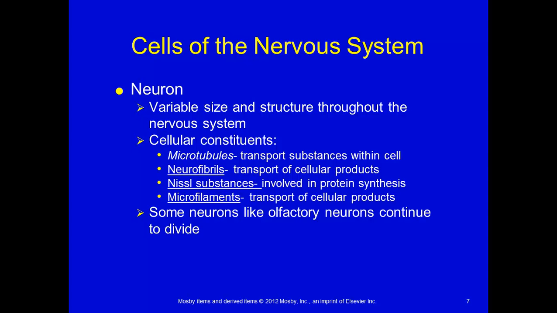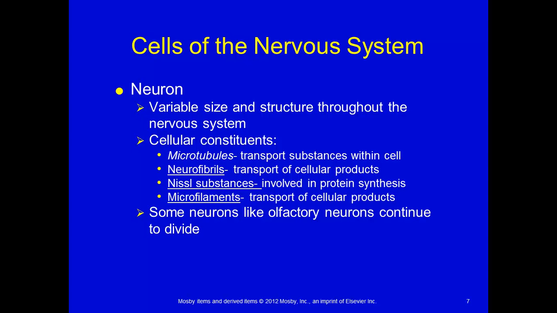We know, right, depending on where the neuron is and what it's innervating and what it's working on, that it varies in size and structure. It has several different cellular constituents, which we are not going to spend a lot of time on. They're just up there on the board for your information. The two that we may end up touching on a little bit are the neurofibrils, which are responsible for transport of the cellular products within the neurologic system, and something called Nissl substances, which are involved in the protein synthesis in the neurologic system. But again, we're not going to get really hung up on some of these cellular constituents.